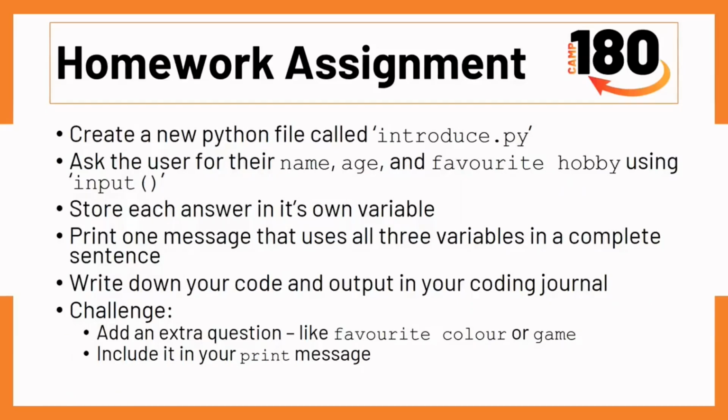Here's your homework for lesson 4. Create a new Python file called introduce.py. Ask the user for their name, age, and favorite hobby using input. Store each answer in its own variable. Print one message that uses all 3 variables in a complete sentence. Write down your code and output in your coding journal. And for a challenge, try adding an extra question, like favorite color or game, and include it in your message.